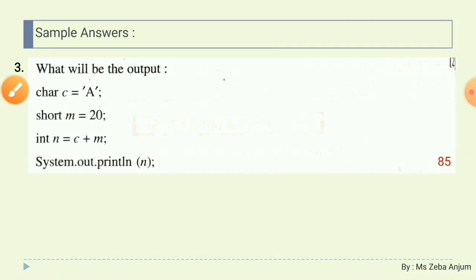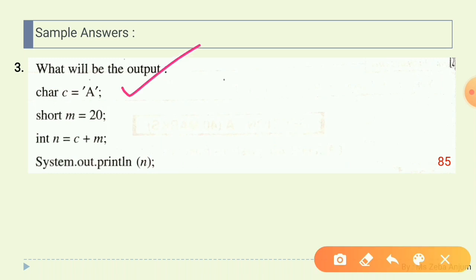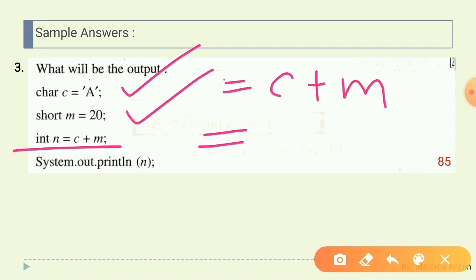Now one more question I have given you, this one. Yes, so the first line is what? C equals to A. The second one, M equals to 20. Now see this expression, C plus M. Yes, and we are going to perform what? Your addition operation over here.